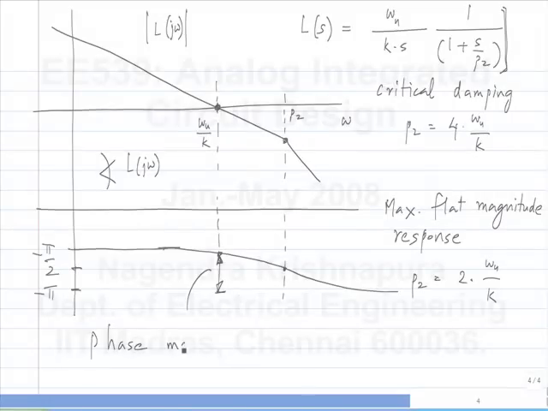So the phase margin for this system is tan inverse of omega u by K times P2. Okay. So for critical damping, instead of calculating the value of the pole, what is done in simulation is to plot the magnitude and the phase response, and to look at the phase where the gain crosses unity.